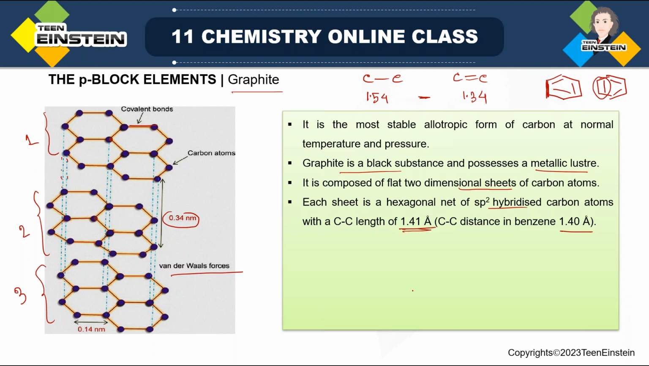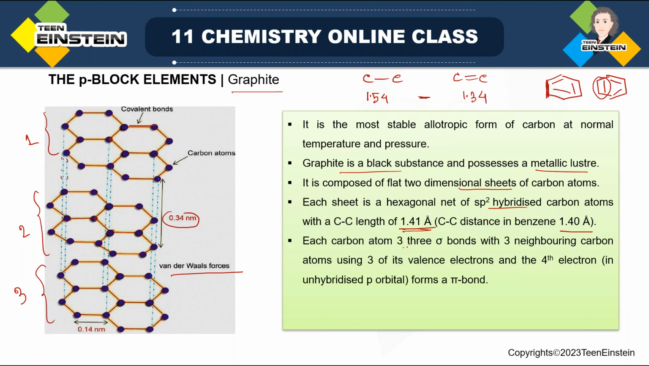And the carbon is sp2 hybridized. It is not like sp3 as we have seen in diamond, and it is planar in nature. It is not tetrahedral. So each carbon will have 3 sigma bonds with 3 neighboring carbon atoms, as you can see. And what about the 4th electron? sp2 hybridization means what? After hybridization, there will be a total of 3 sp2 orbitals, and there will be one orbital which is an unhybridized pure p orbital. These 3 are sp2, sp2, sp2.